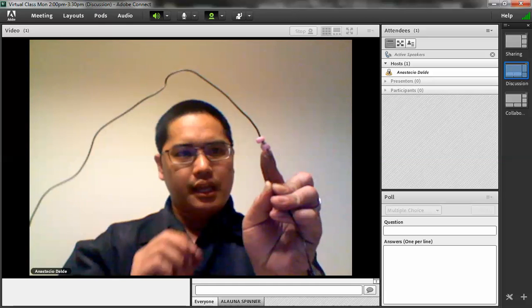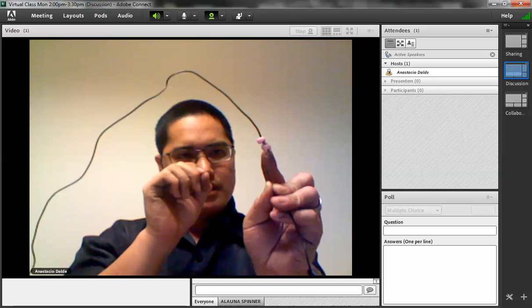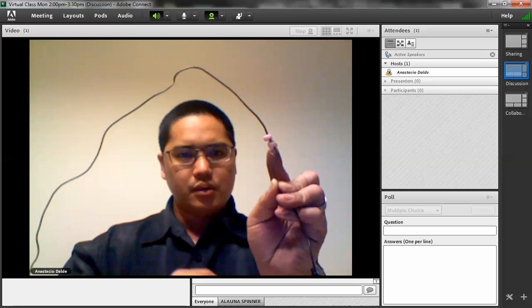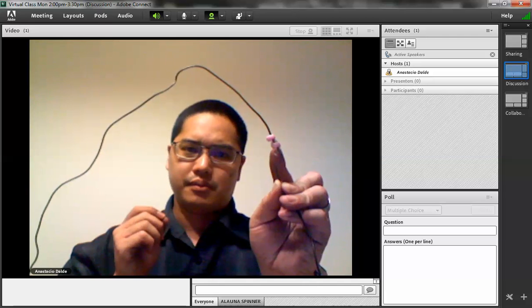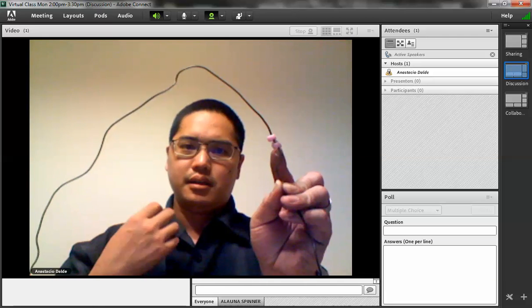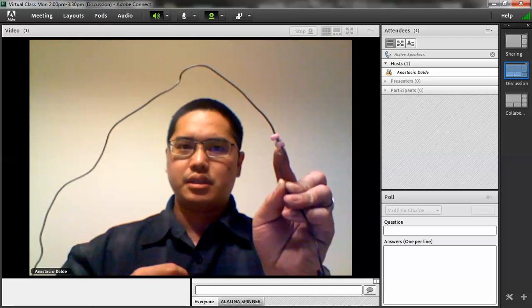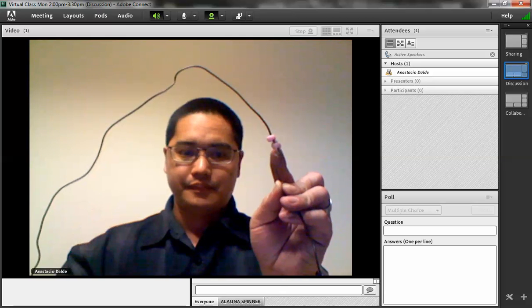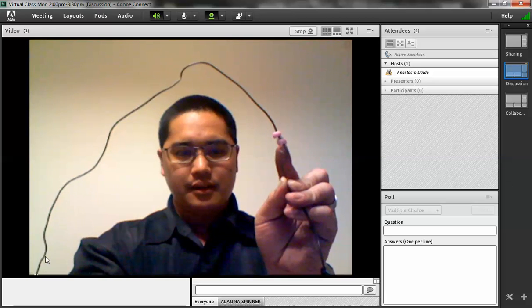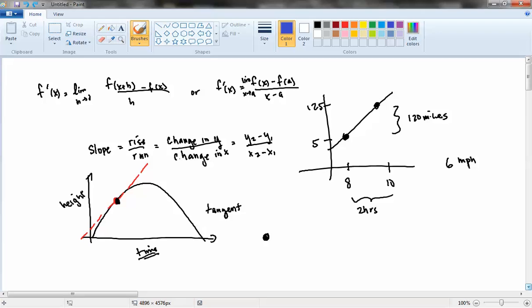In fact, if I could somehow make it so that the distance between those 2 beads was almost 0, then those tangent lines would match identically, exactly the same. All right, let's switch back to the tablet so I can show you what I'm talking about.